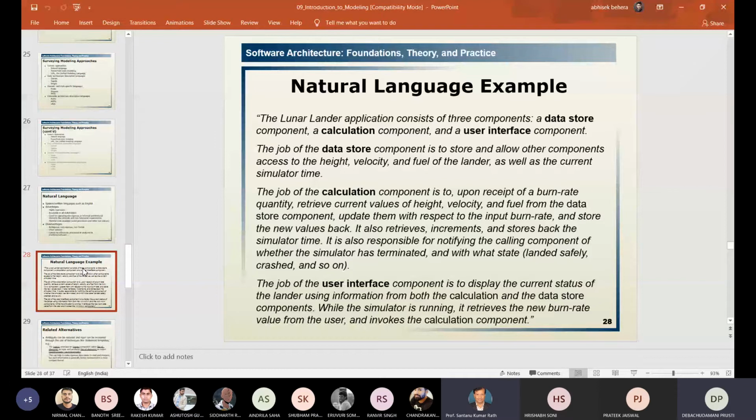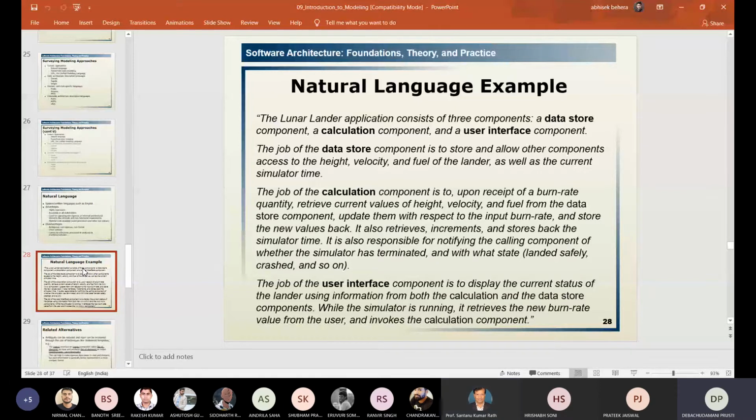The job of the calculation component is, on receipt of a burn rate quantity, to retrieve the values of the height, the velocity, and the fuel from the data store component, update them with respect to the input burn rate, and store them in a new value back to the system.